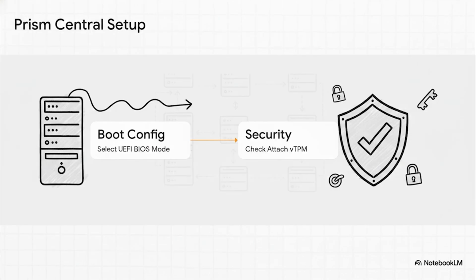So let's visualize the setup. We actually have 2 paths here, and the first is the UI configuration via Prism Central. It's honestly beautifully simple. When you're creating a virtual machine under the Compute and VM section, you just navigate over to the Resources tab and follow 2 steps. Step 1, under Boot Configuration, just select the UEFI BIOS mode. Step 2, under Shield VM Security Settings, you literally just check the box that says Attach vTPM.